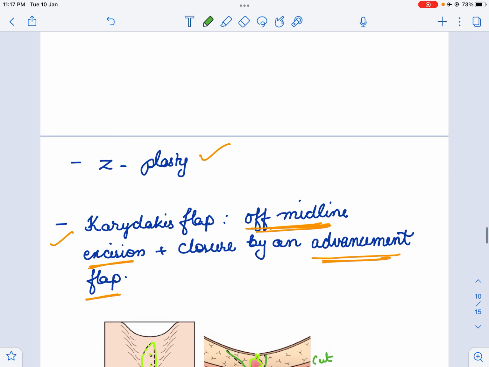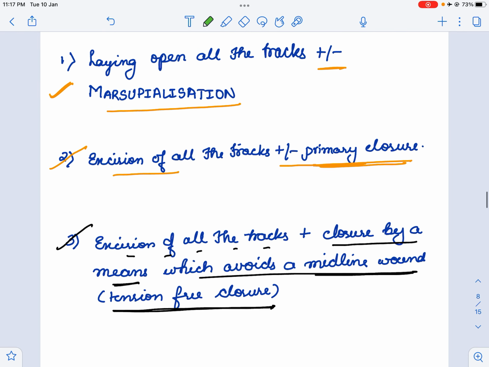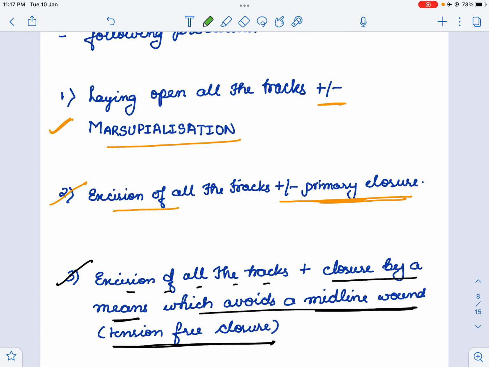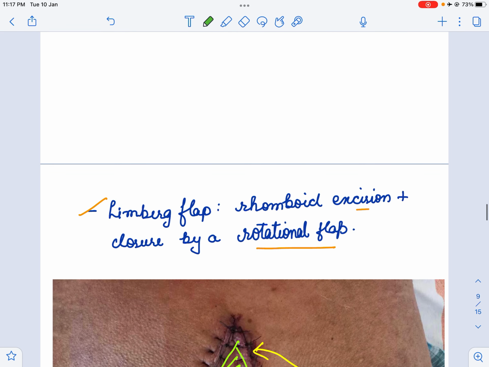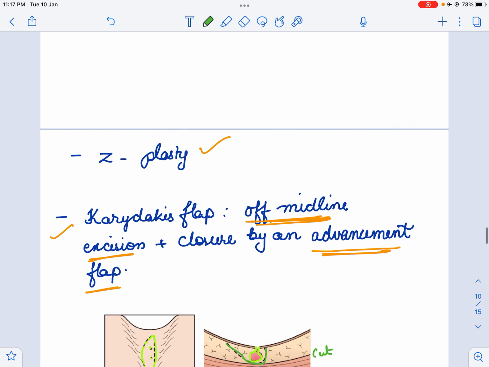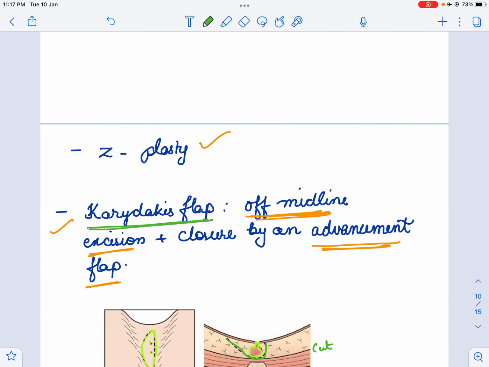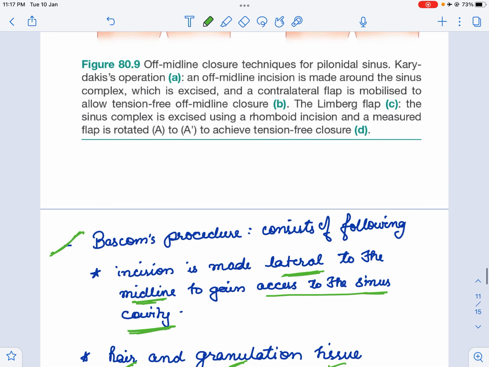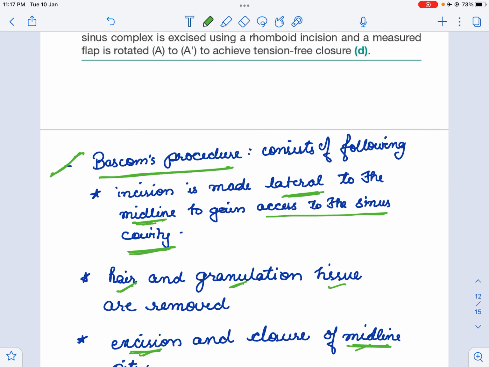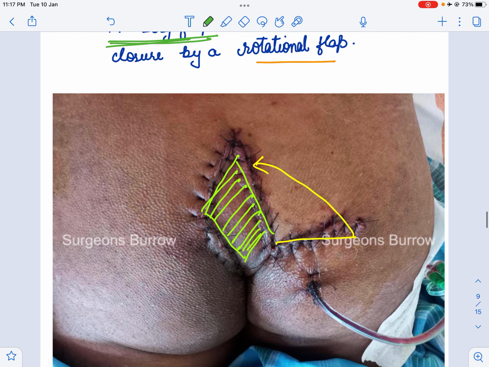Now, to recap the treatment, if you are a UG student preparing for MBBS exams, at least remember these names. First is the Limberg flap, second is the Karydakis flap, there is also a Z plasty, and there is the Bascom procedure. If you can remember these names, that would be enough.